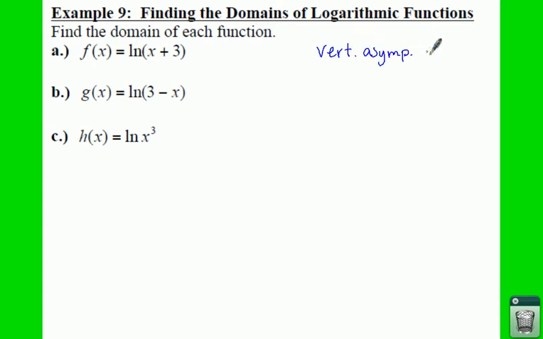And that doesn't matter if you have natural logarithms, regular logs, common logs, log to the base 5. It doesn't matter. You always have a vertical asymptote at x equals 0 unless there is a shift. And this would have to be a horizontal shift in order to change your domains. So if you have just your normal natural log of x function, then your domain in this case is just from 0, not including 0, all the way to infinity.